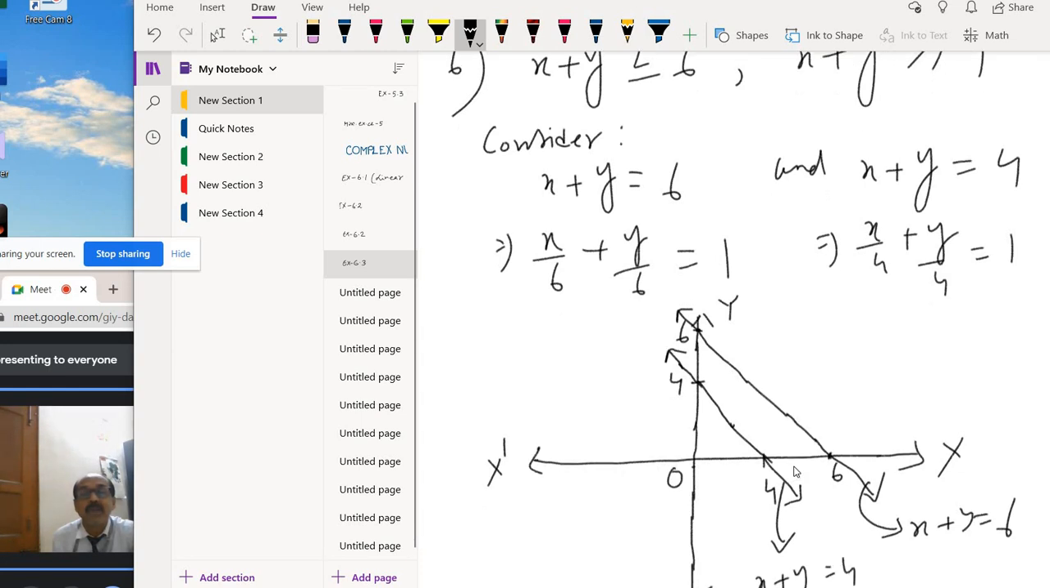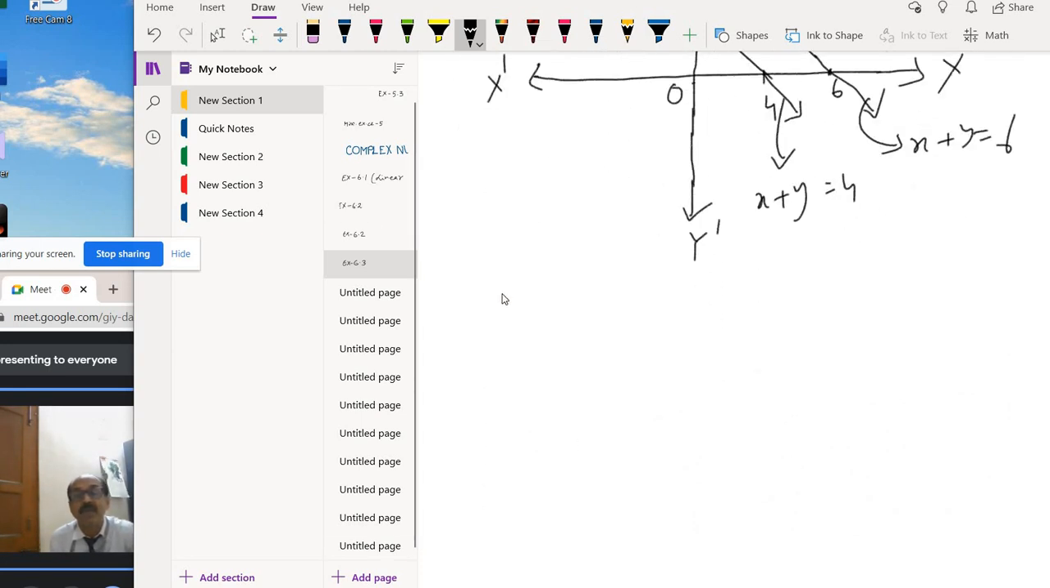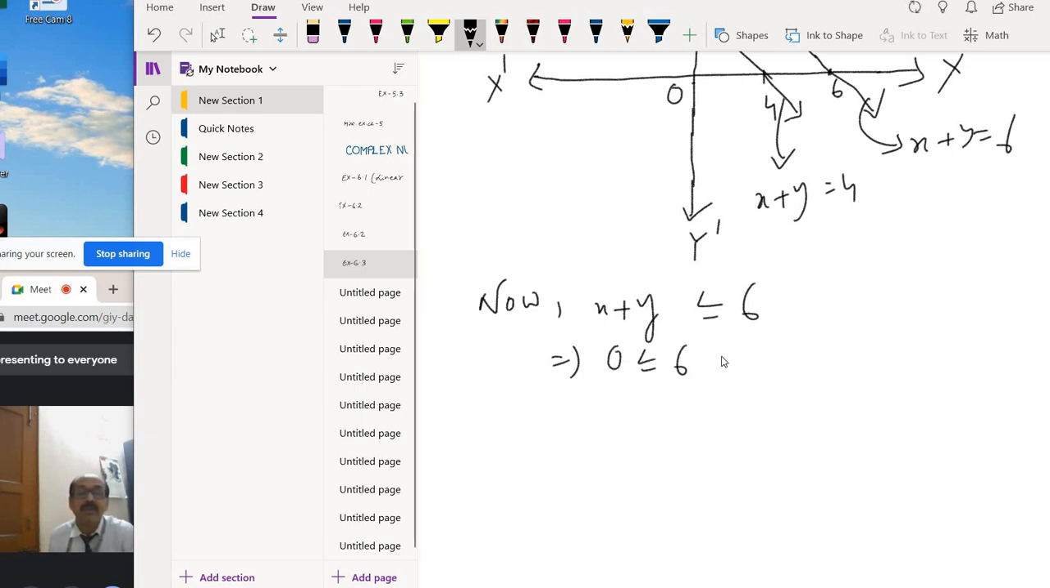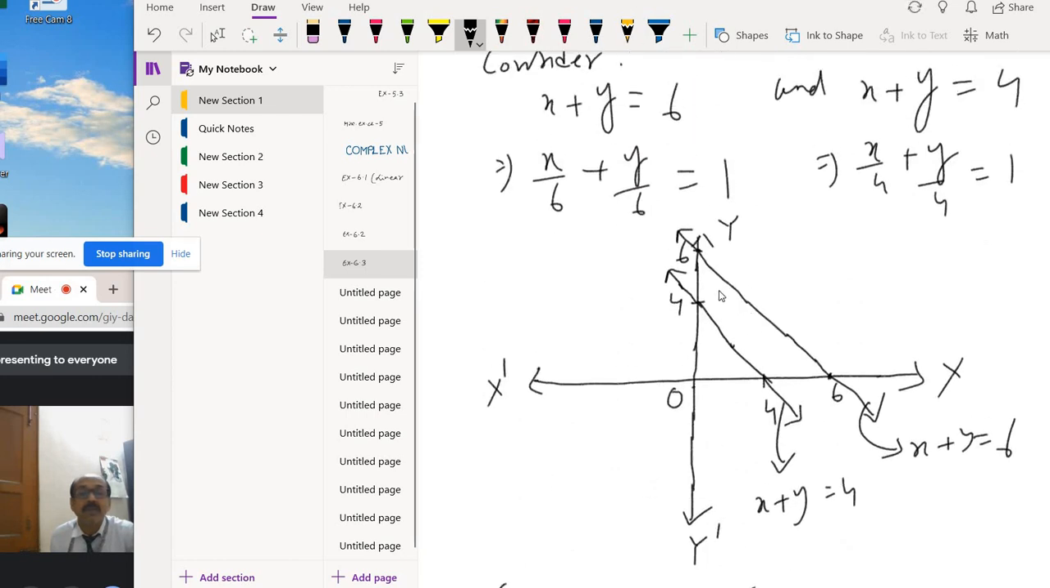The first one is x plus y less than or equal to 6. Putting 0, 0 for x and y: 0 plus 0 less than or equal to 6, so 0 less than or equal to 6, which is true. So it will lie towards the origin. Towards the origin, this side, yes, sir.